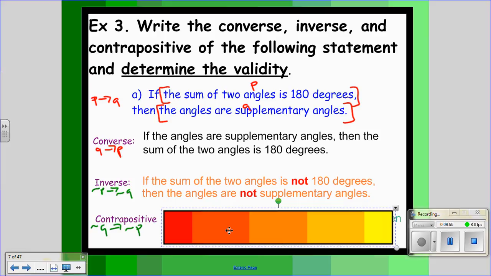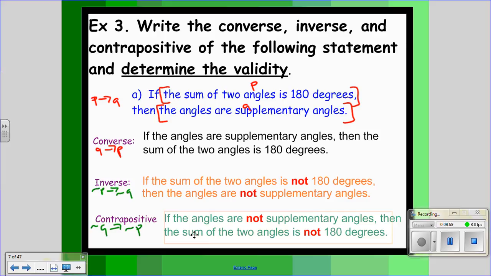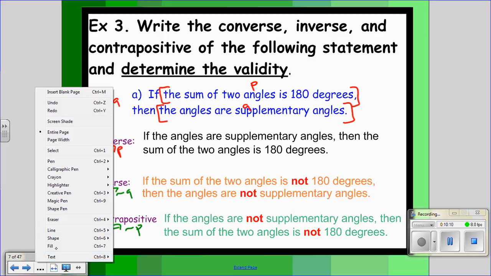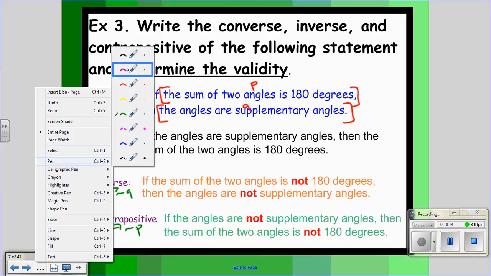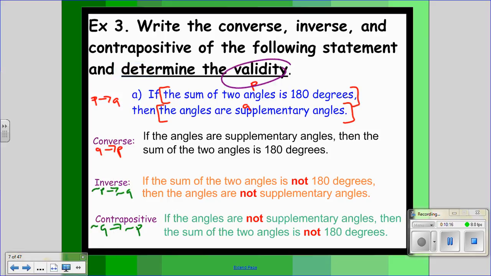So it would read, if the angles are not supplementary angles, then the sum of the two angles is not 180 degrees. So now we have to determine the validity. When that statement is given, that means you have to state whether it is true or false.